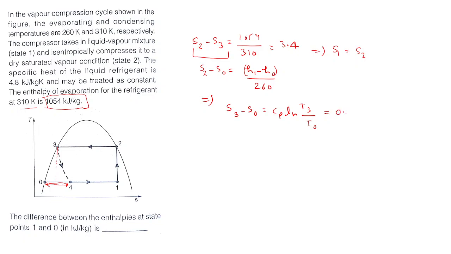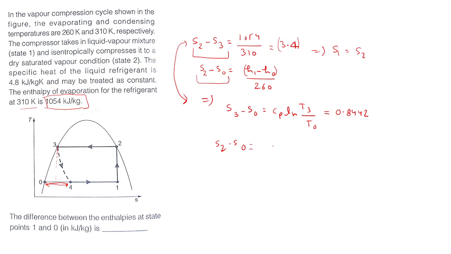0.8442. So now let's suppose here it is S2 minus S3. This value you know, and here this is S3 minus S0. This value you know. Now simply add both these equations. When you add this, S3 will cancel out, and S2 minus S0 will come. This is our aim only to find.